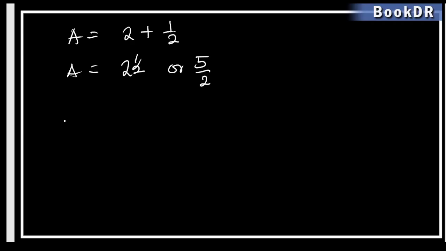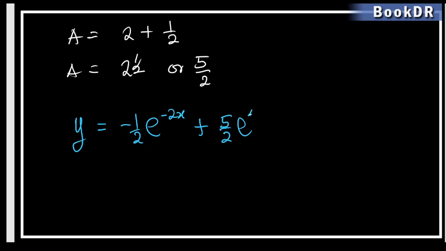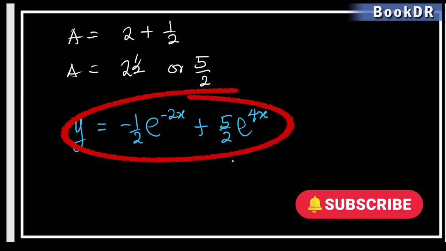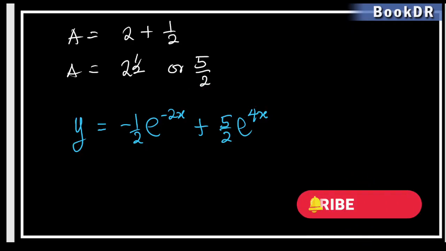Then we'll write our particular solution, which can be written as y is equal to minus half e exponent minus 2x plus our constant a, which we now know the value as 5 over 2, then e exponent 4x. This becomes the particular solution to our differential equation.